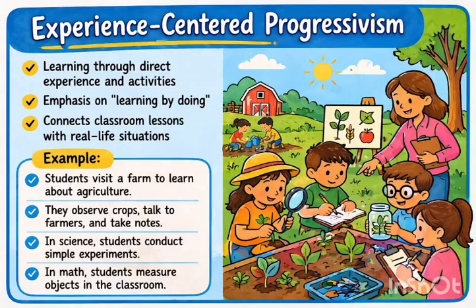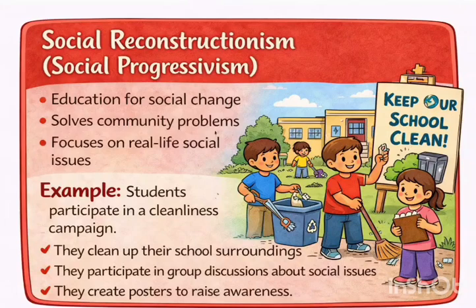Next, social progressivism. Social progressivism refers to the idea that education should be used as a tool to reform and improve society. It focuses on solving social problems. The key ideas include education for social change, development of social responsibility, and awareness of issues like inequality, poverty, and injustice. This can be implemented through group activities and community service. We can take an example of students participating in community projects like a cleanliness campaign. They clean up the school surroundings, participate in group discussions, and create posters to raise awareness.